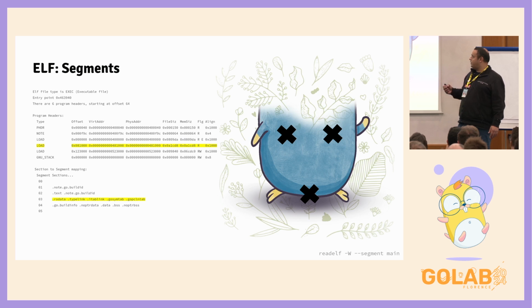Also, we have the rodata, typelink, itablink, gosymtab, and gopclntab that are going to be loaded as read-only. And finally, the go buildinfo, noptrdata, data, bss, and noptrbss, that are going to be loaded as read-write. So those are the segments. Well, we have a header at the beginning and the note stack at the end that are for making it compatible again. That's not very relevant for this talk.